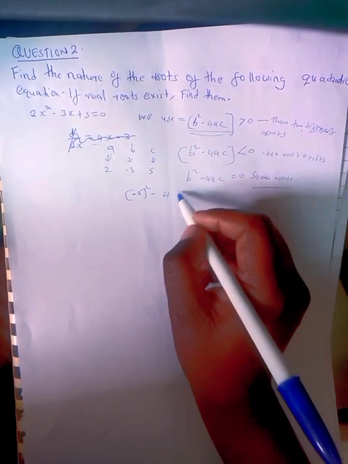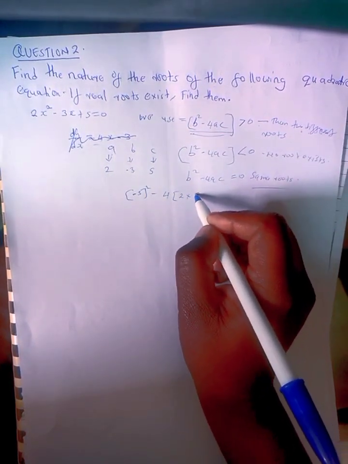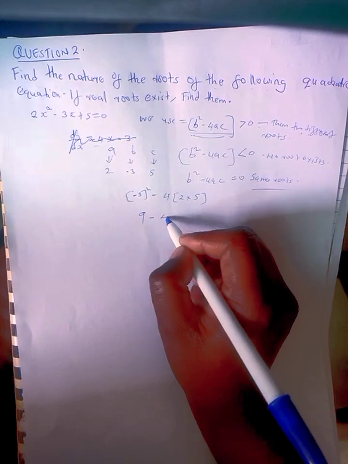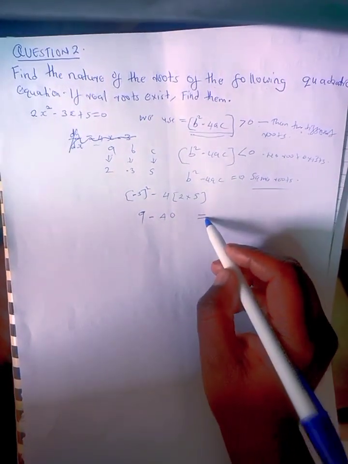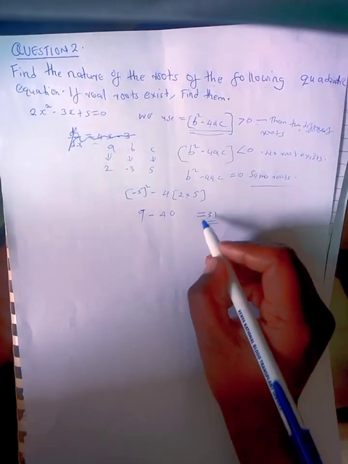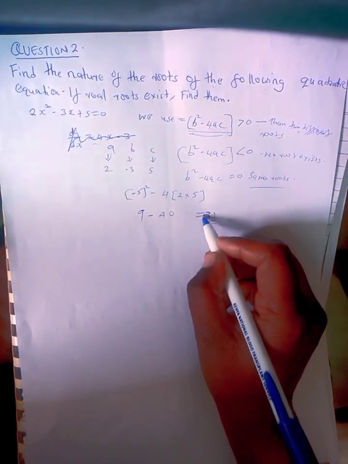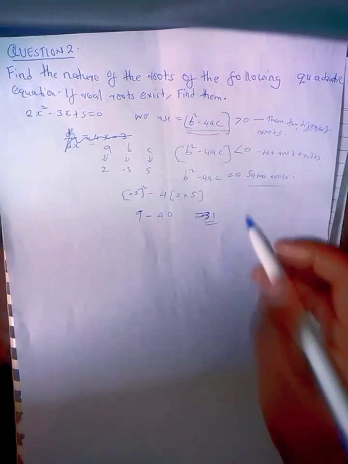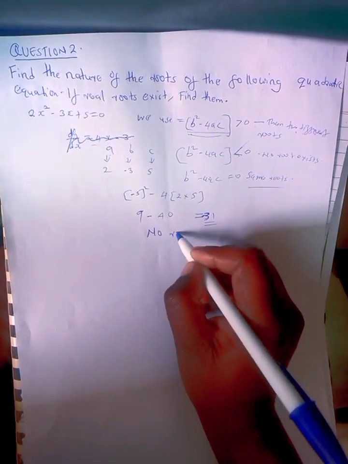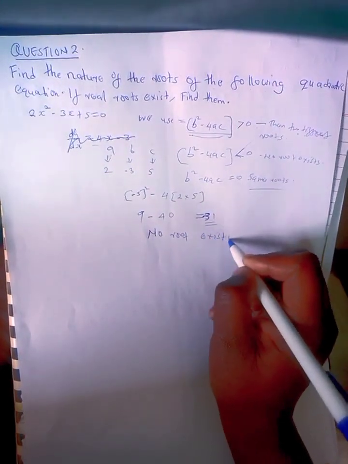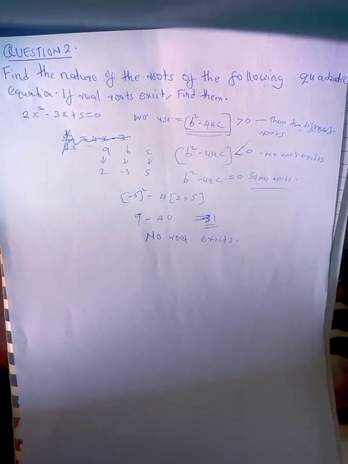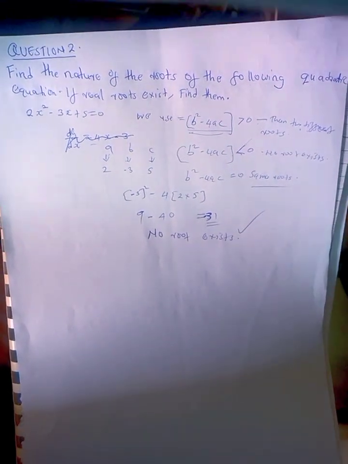So negative 3 squared minus 4 times 2 times 5, which is 9 minus 40. 9 minus 40 is negative 31. So it is less than 0. This means we are going to write that no real roots exist, and from that you are done with your equation, because there is no other way we can do it.